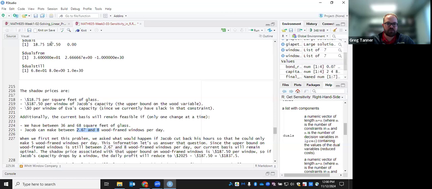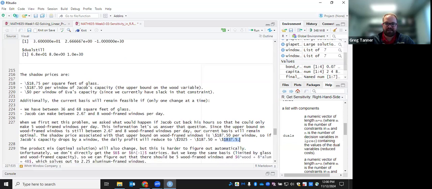And because the dual value placed on that upper bound is 187.50, we're going to lose exactly 187.50 in profit. And so the daily profit will be reduced by that amount down to $1,837.50 per day.